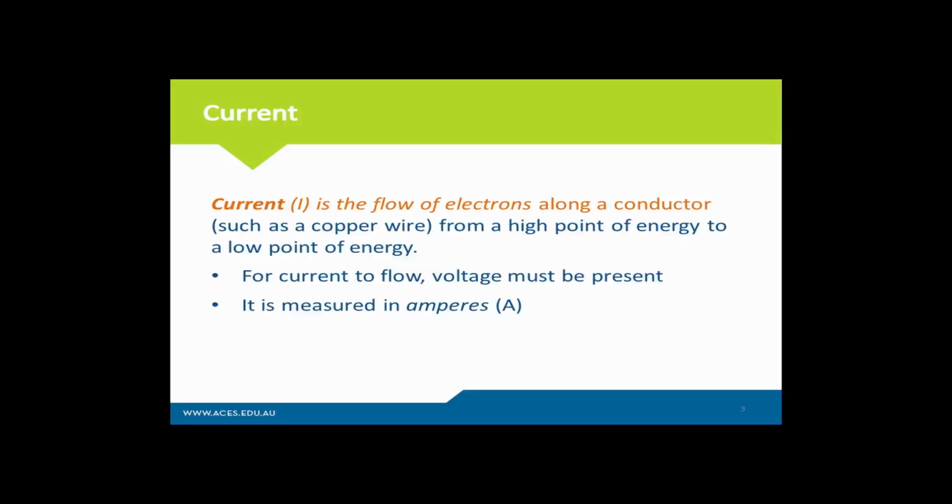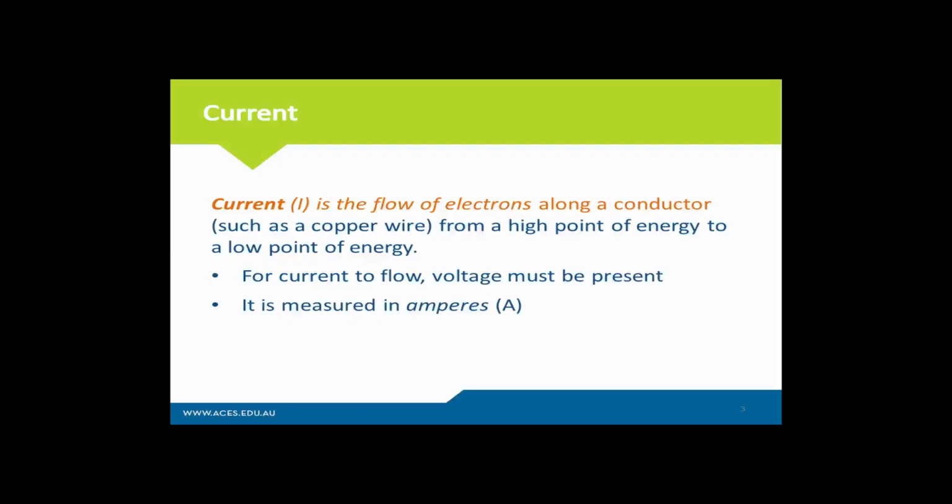Current is the actual flow of electrons along a conductor, such as copper wire, from a high point of energy to a low point of energy. And it's the current that creates the AC magnetic field. For current to flow, voltage has to be present. So when you are measuring AC magnetic fields, you know that there's going to be voltage present.